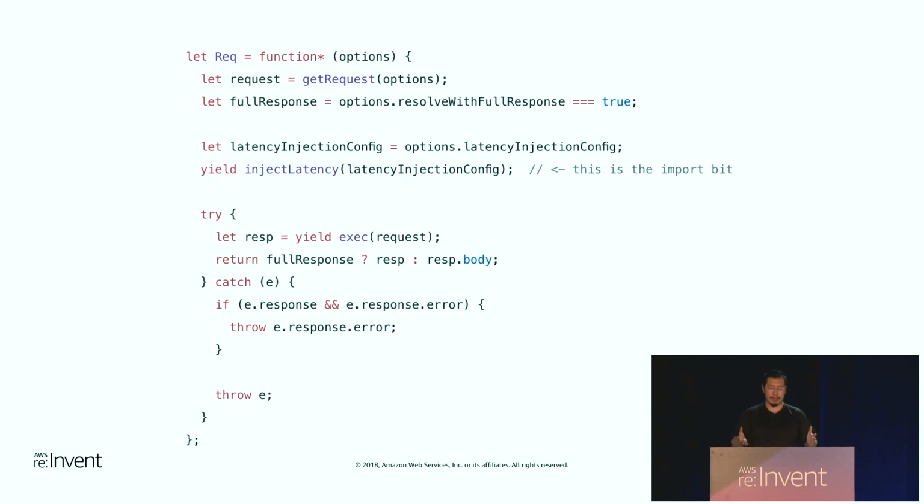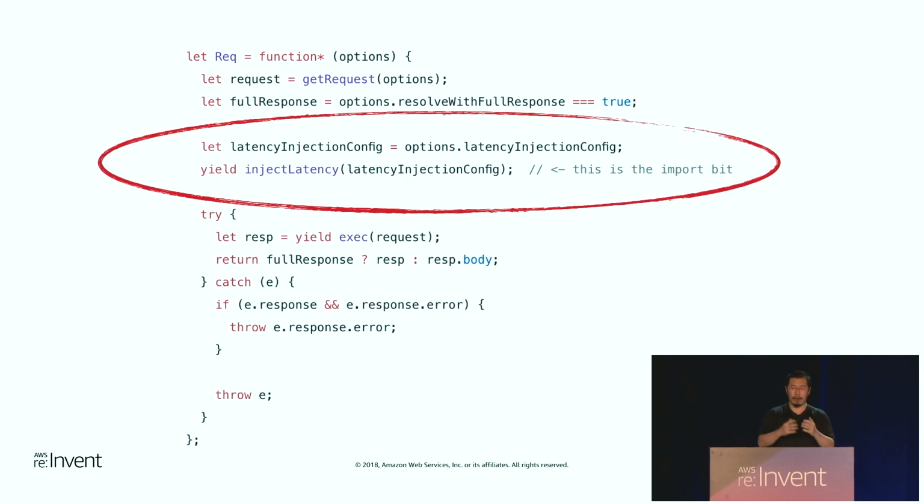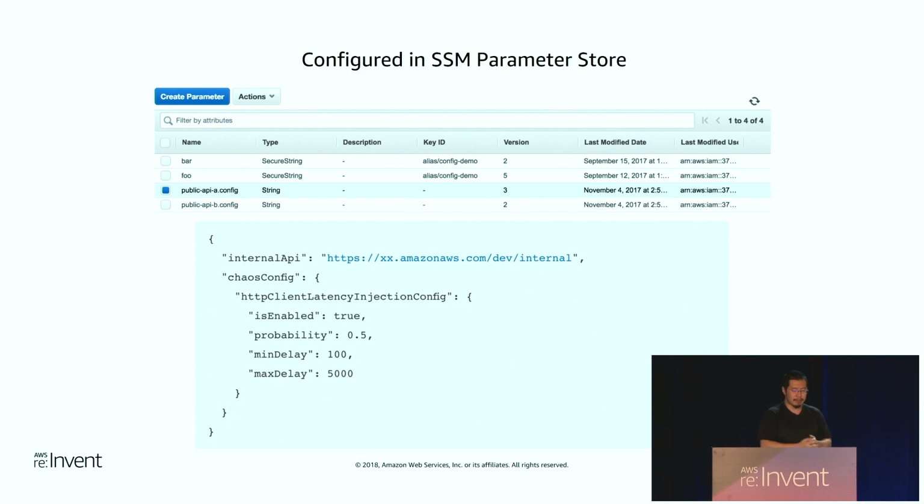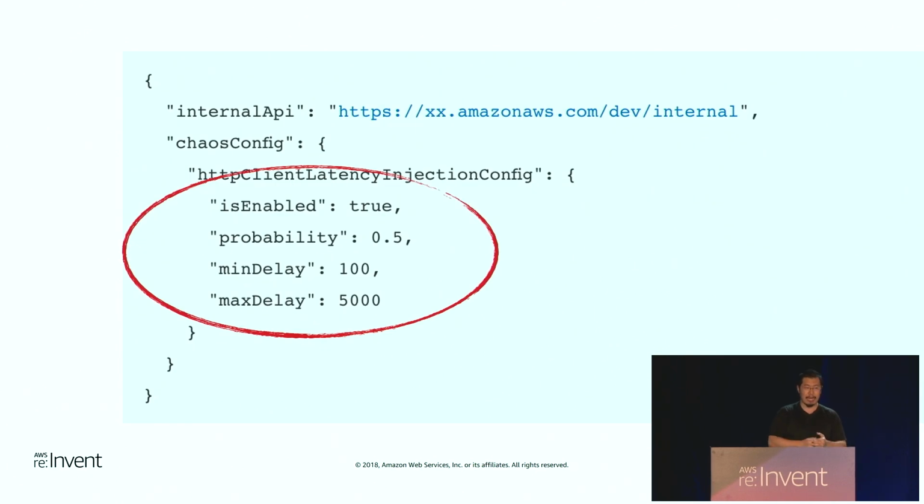So the HTTP client itself is essentially just one big function that takes in an options object that allows me to pass in the config that we saw earlier, which ultimately comes in from SSM Parameter Store. I've got configuration in SSM Parameter Store, which in this particular experiment, I set to a probability of 50% of a latency between 100 milliseconds and 5 seconds being added to an HTTP request in my function.